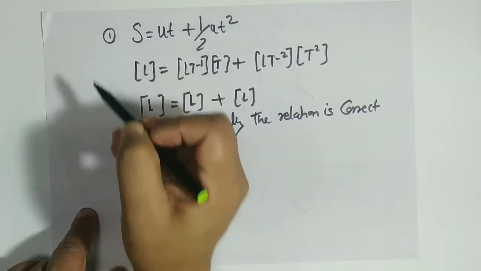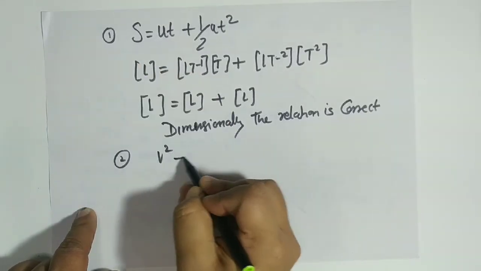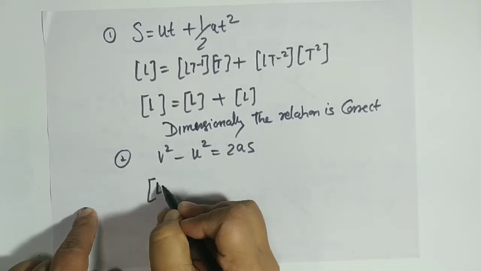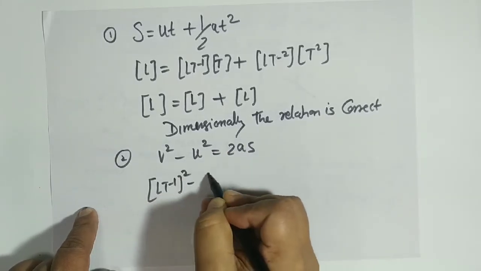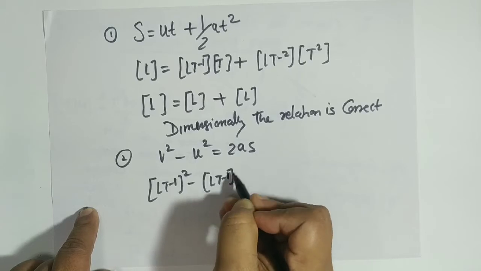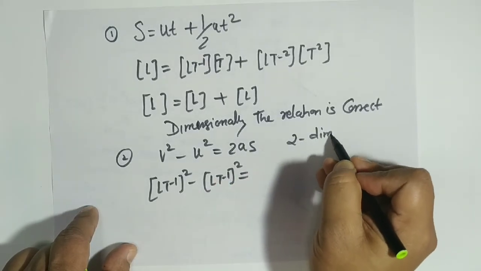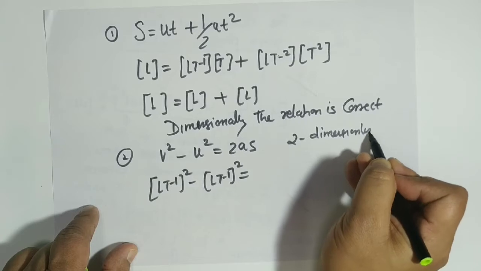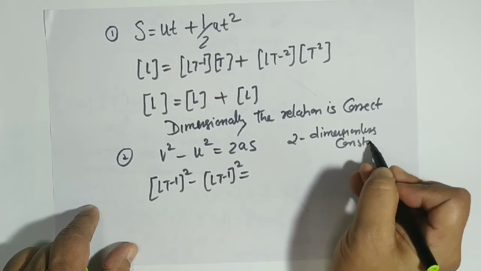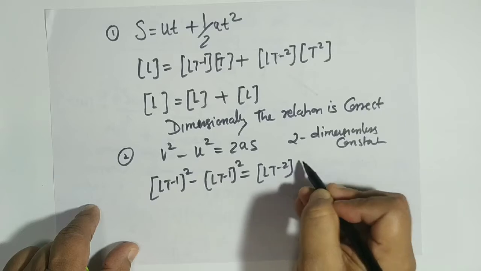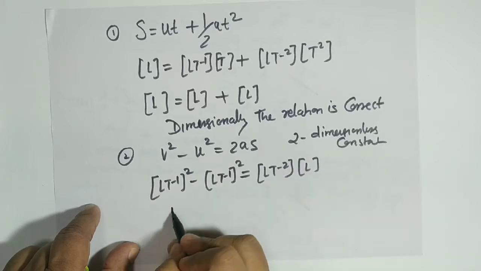Similarly, can we check V square minus U square equal to 2AS? I think yes. We all know V is LT minus 1 square. 2 will not take. 2 is a dimensionless constant. If you want to mention it, you can mention it. Dimensionless constant. So A is what? LT minus 2. What is S? It is L. Solve it out.